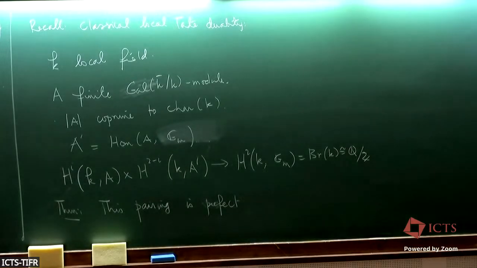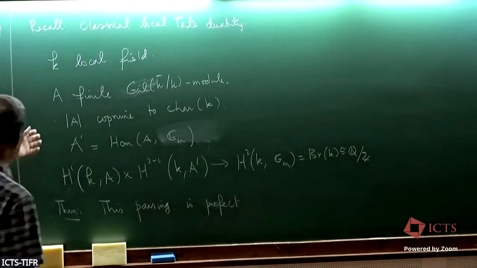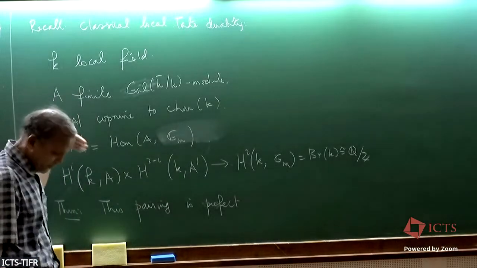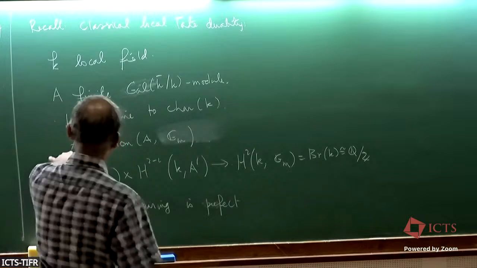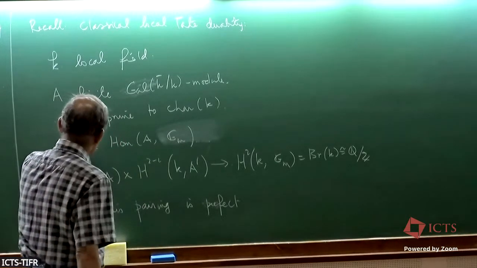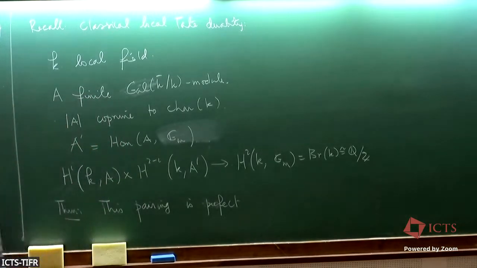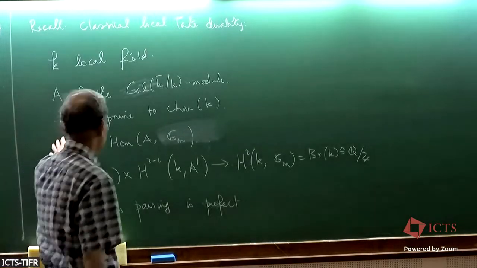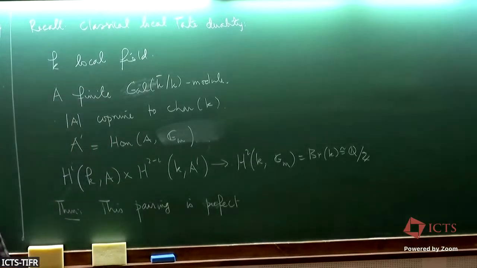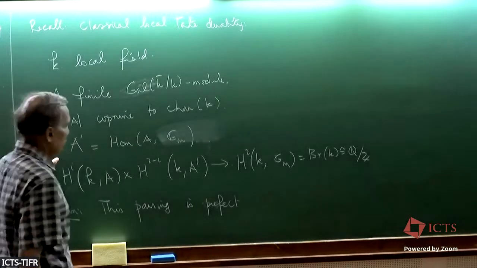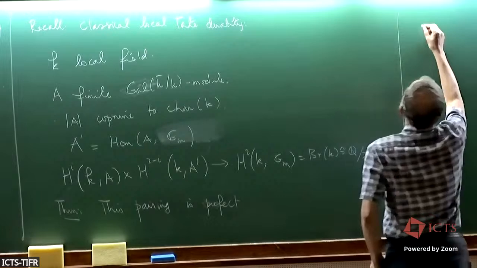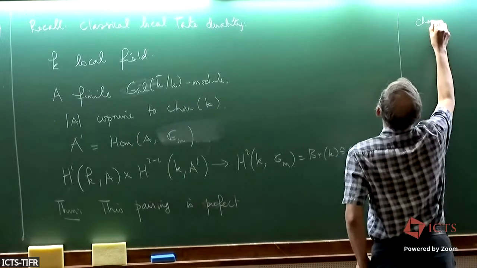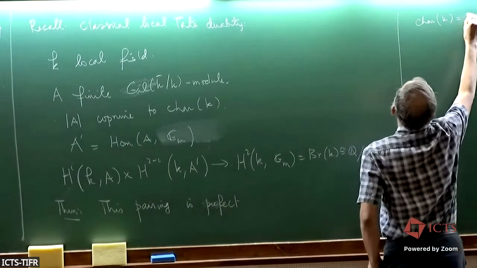Okay, so that's a theorem. In characteristic 0 it holds, and in positive characteristic it works as long as the cardinality is coprime to the characteristic of K. So what happens now? From now onwards, I will take the characteristic of K to be p greater than 0.